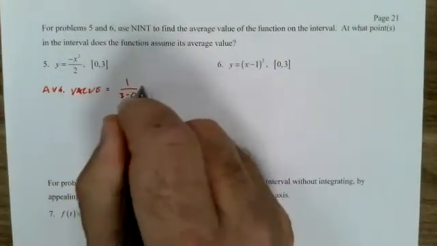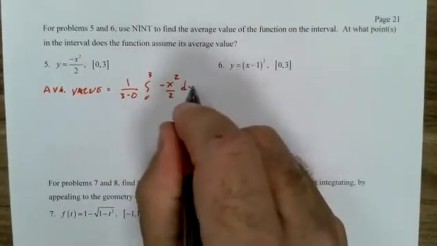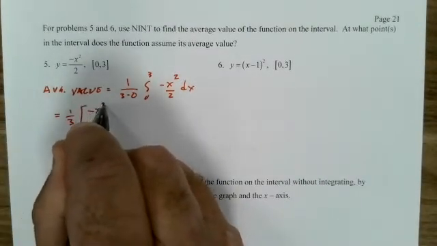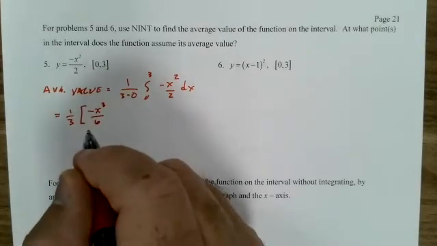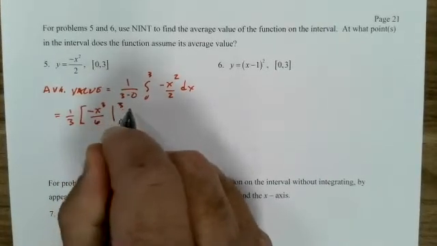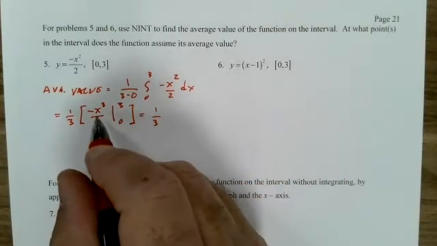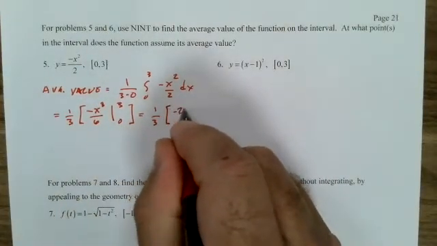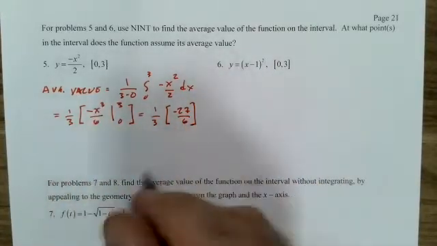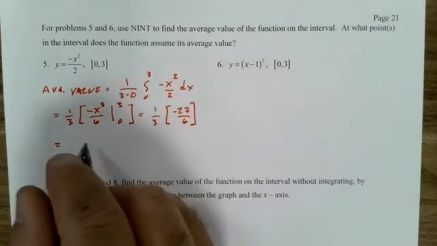1 over 3 minus 0 integral 0 to 3 negative x squared over 2 dx. 1/3 negative x to the third over 6, 0 to 3. 1/3, oh boy, negative 27 over 6. I'm ignoring the 0 because it's going to cancel out. Equals negative 9 over 6, negative 3/2.